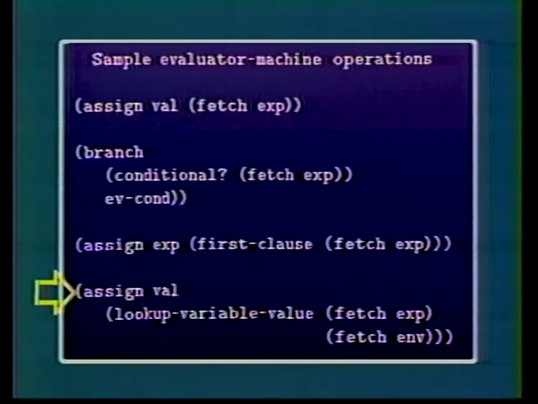Here's a more complicated one. You can see this has to do with looking up the values of variables. It says assign to the val register the result of looking up the variable value of some particular expression, which in this case is supposed to be a variable, in some environment. And this will be some operation that searches through the environment structure, however it is represented, and goes and looks up that variable. And again, that's below the level of detail that we're thinking about. This has to do with the details of the data structures for representing environments. But anyway, there is this fixed and finite number of operations in the register machine.